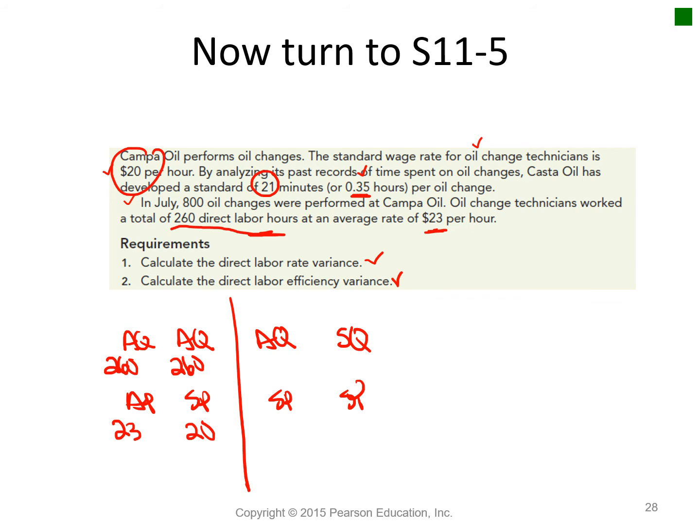If you compare them, the actual rate was 23. That's more than the standard rate. That's $3 more. So your variance for your rate is simply going to be 3 multiplied by 260. That's going to be, again, your rate variance.